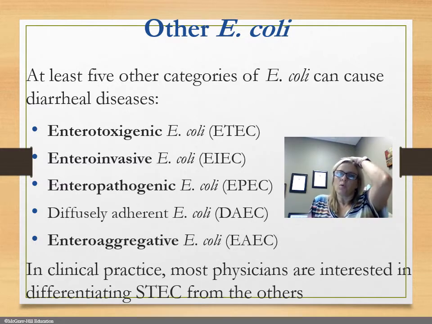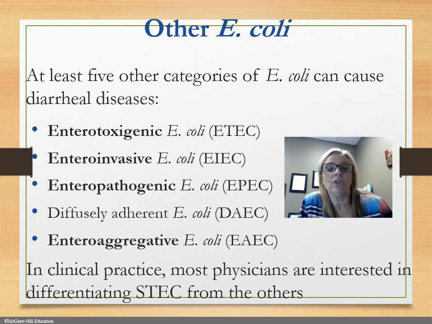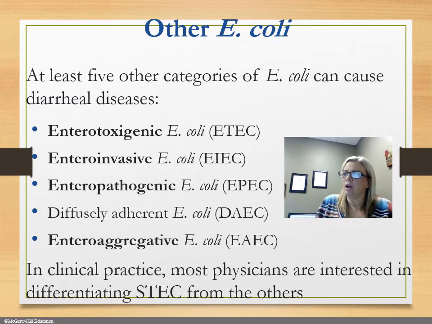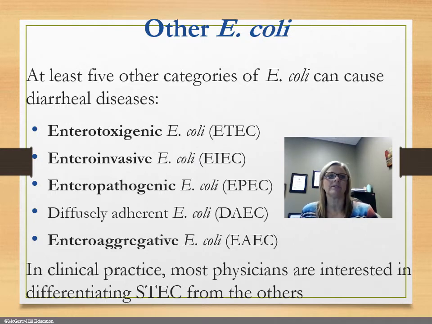E. coli is, of course, gram-negative. There are 5 other categories of E. coli that can actually cause diarrheal diseases. We have enterotoxigenic E. coli, ETEC, enteroinvasive, EIEC, enteropathogenic, EPEC, diffusely adherent, and enteroaggregative. So usually they want to differentiate the Shiga toxin producing strains from the other strains. This is also going to be gram-negative.